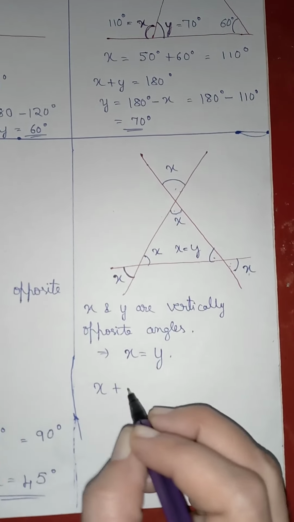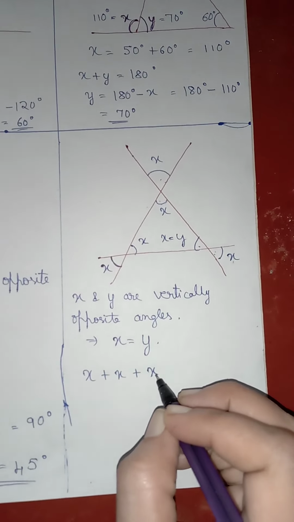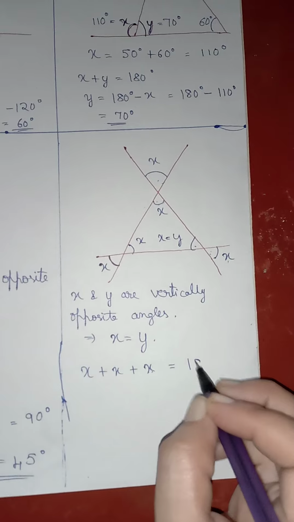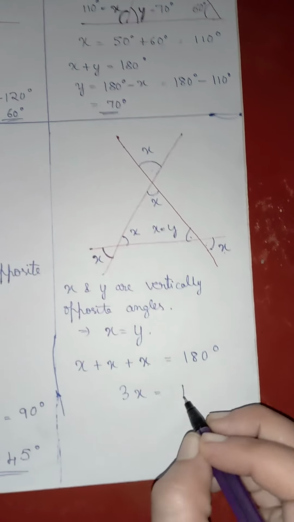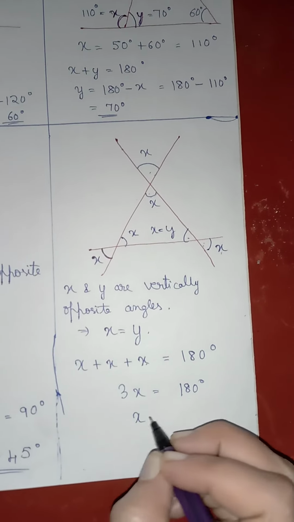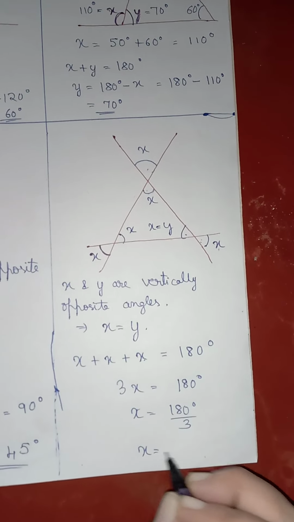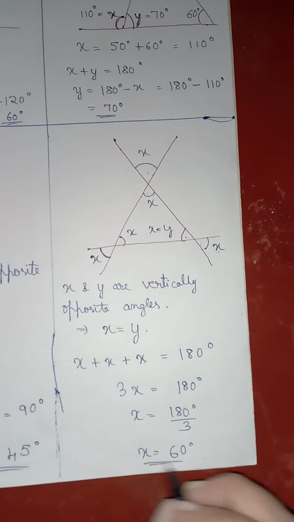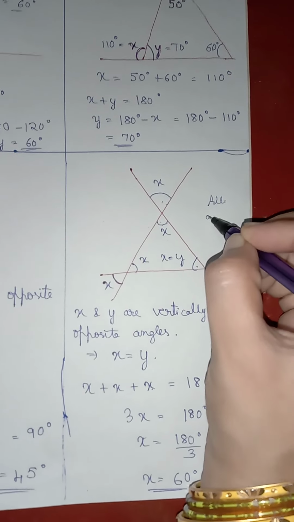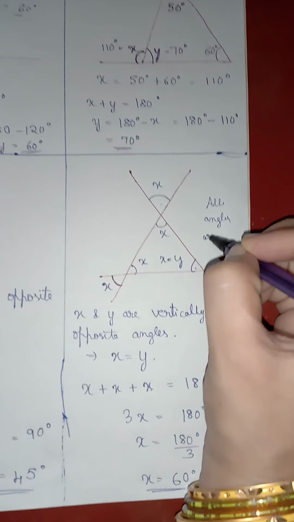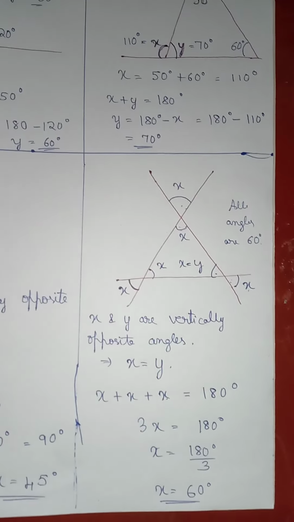We have the sum of three angles of a triangle, x plus x plus x. You write here x because x is equal to y. So x plus x plus x equals 180 degree. 3x equals 180 degree. X equals 180 degree divided by 3. Therefore you have x equal to 60 degree. So in this figure all angles are 60 degree. So this is an equilateral triangle.